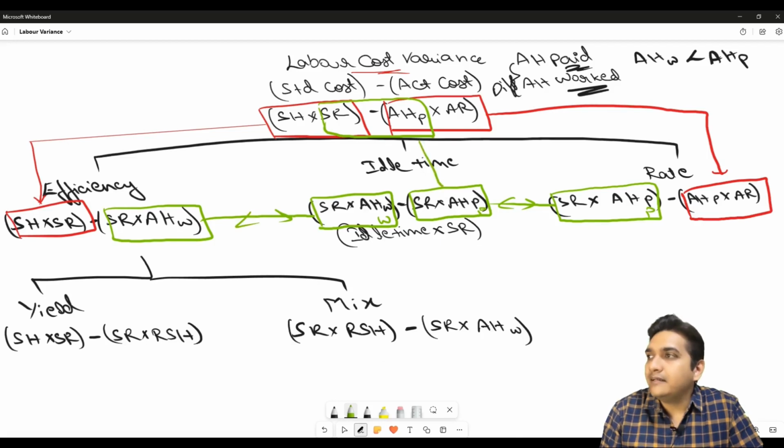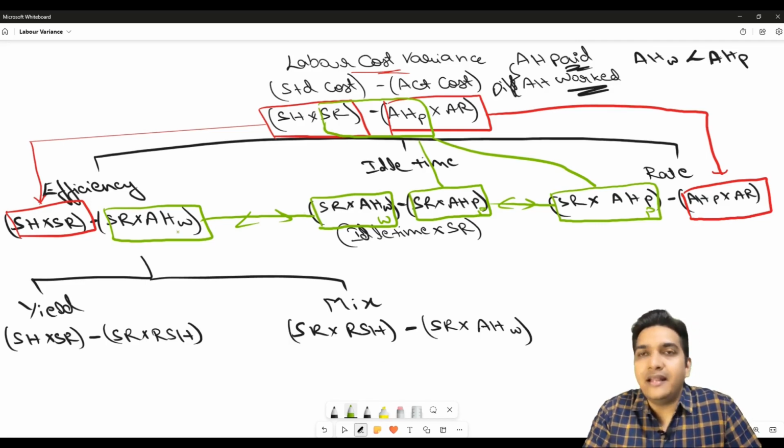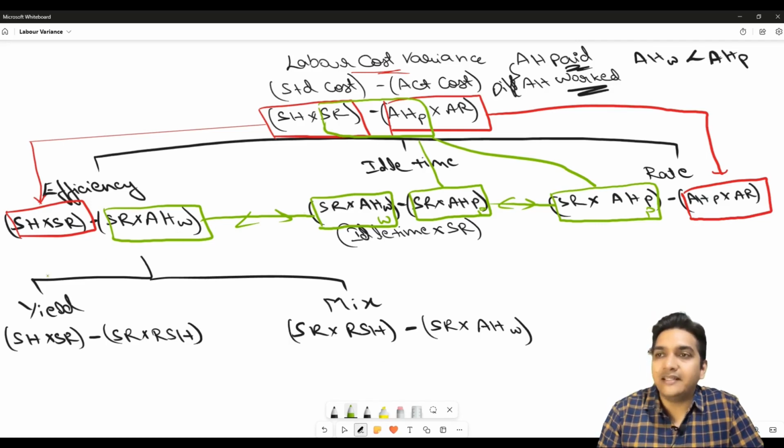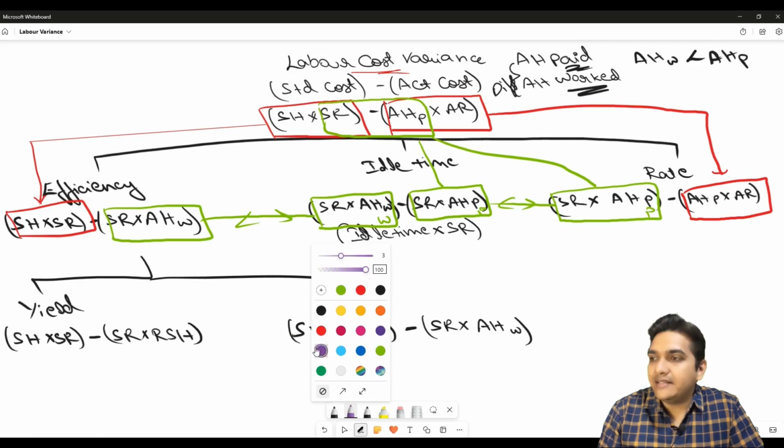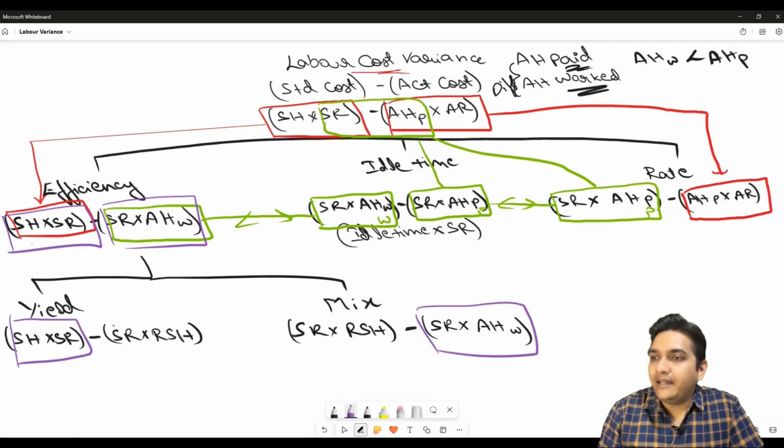This is here and here, right? So there is only a slight change in material and labor variances. Now further, the third level can also be derived easily, like we did in material variances. The first part of efficiency variance becomes the first part of yield, and the second part of efficiency variance becomes the second part of mix, and in between we multiply the standard rate into revised standard quantity.